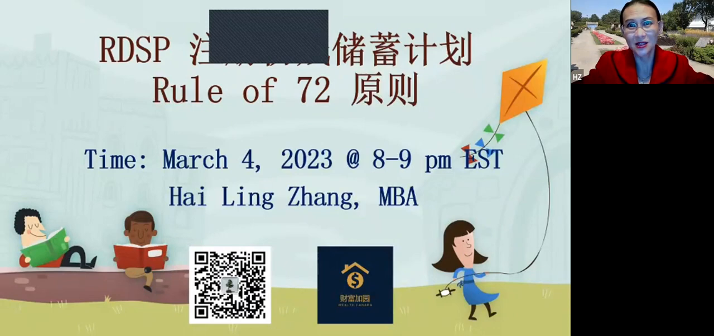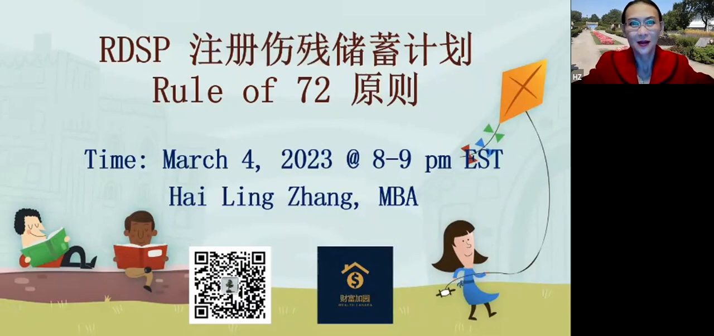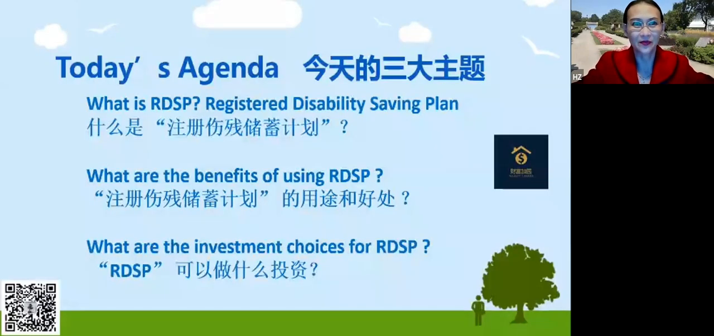In Chinese it is 注册伤残储蓄计划. We also will learn the principle about investment, the rule of 72. So we'll focus on three major topics. Number one, what is RDSP? It is Registered Disability Savings Plan. Number two, what are the benefits of using RDSP? What is in there for me? Number three, what are the investment choices for RDSP? When I open an account, where should I put my money to grow my money, right?